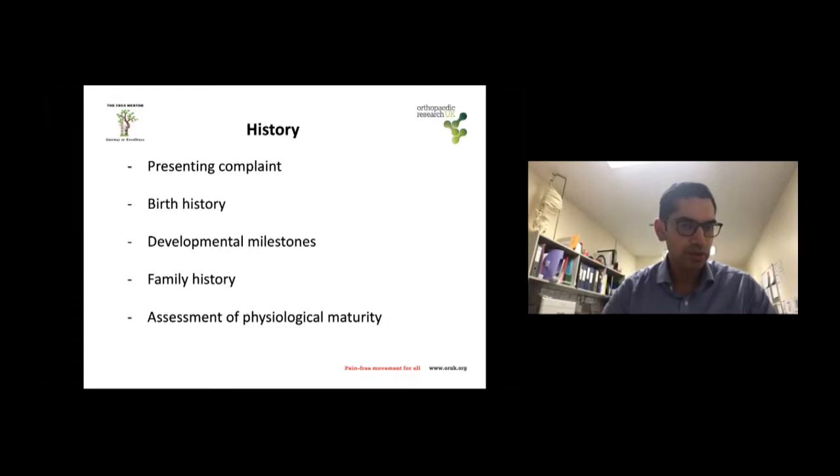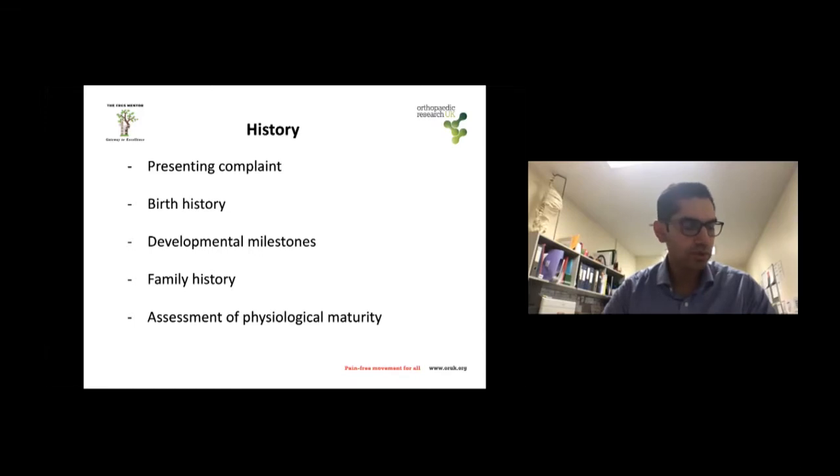It's also very important to get a good birth history. So any difficulties during labor may be associated with cerebral palsy and potentially other non-idiopathic forms of scoliosis. You also want to ask about developmental milestones. When were they able to sit up? When were they able to walk? Have they achieved their developmental milestones throughout development? Again, if they have developmental delay, this can suggest a non-idiopathic form of scoliosis.